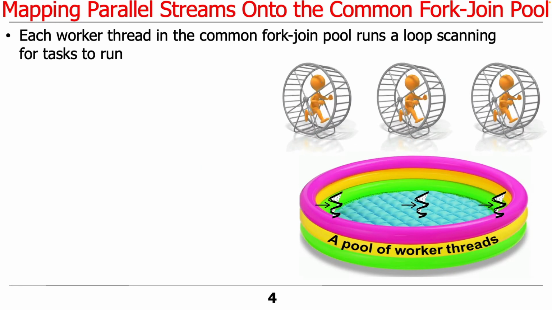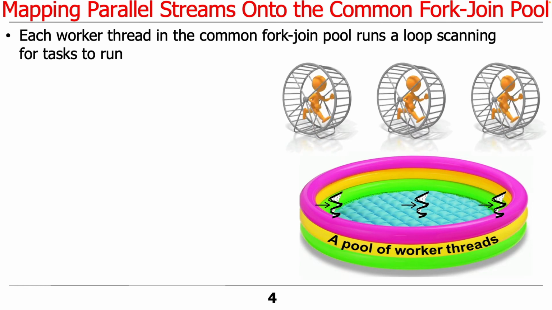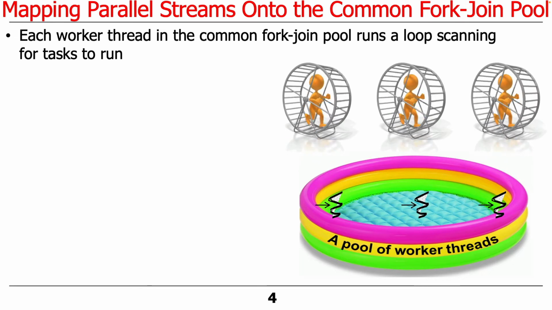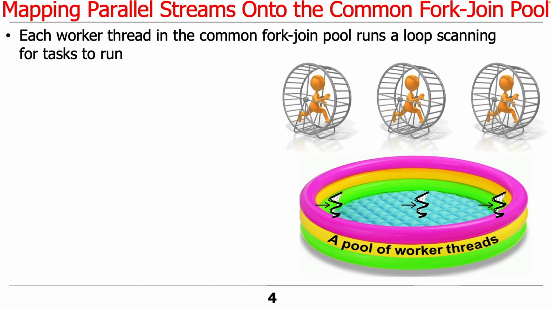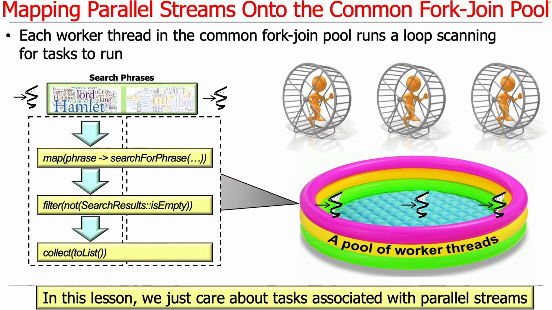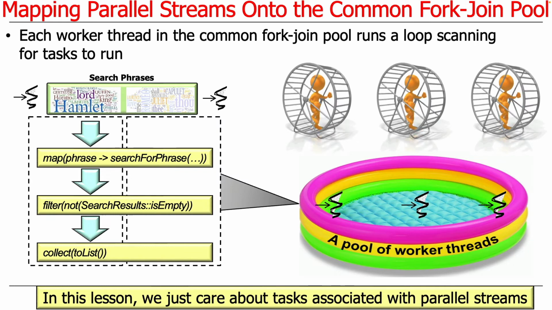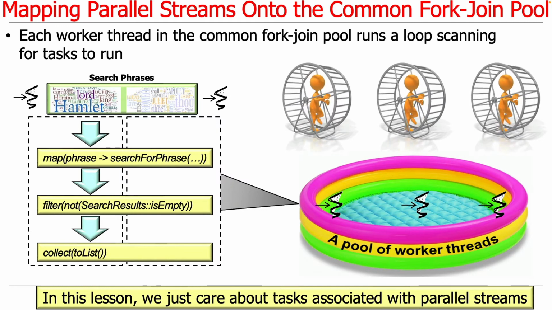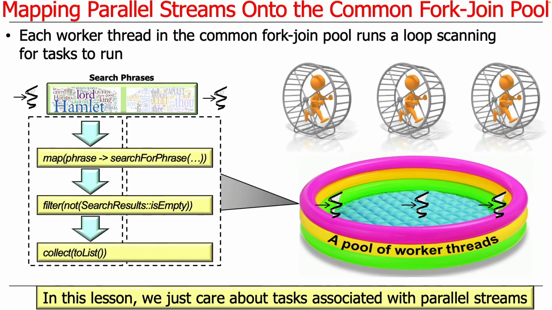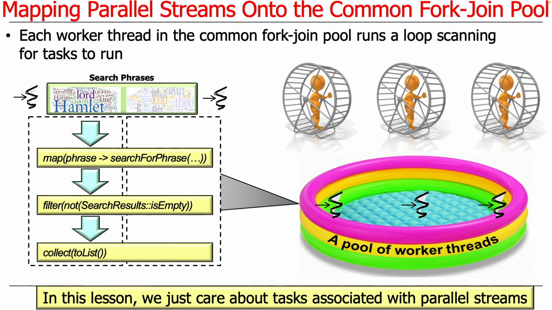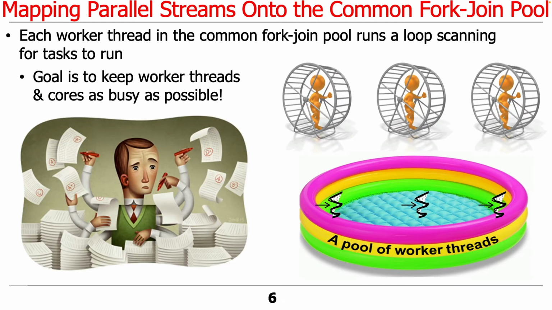Each worker thread in the common fork-join pool runs in a loop that mostly spends its time looking for something to do. It's scanning the input, trying to figure out if there's work for it to do. We're not going to talk about the common fork-join pool in general, which is what we showed you earlier in the previous example. We're going to talk about it only in the context of tasks that are associated with the parallel streams framework. You could use the common fork-join pool for other stuff, and because it's common, those would all run in the same thread pool, but that's not what we're going to focus on here.